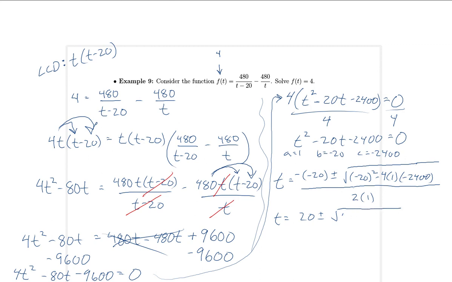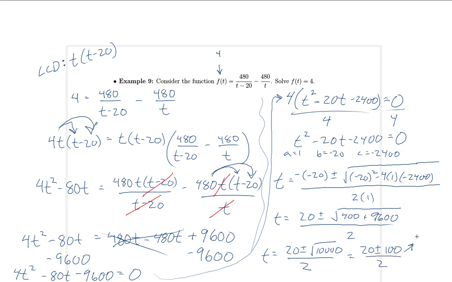We have 400 plus, if you do this arithmetic here, you're going to have 9,600, all divided by 2. But that gives you t equals 20 plus or minus the square root of 10,000 divided by 2. But that's 20 plus or minus 100, excuse me, because 100 times 100 is 10,000.